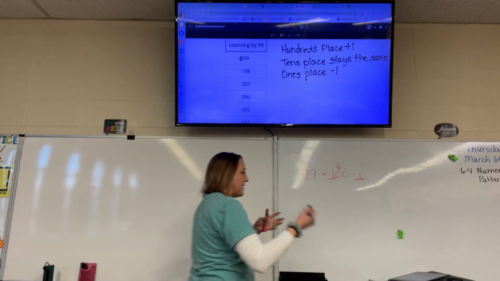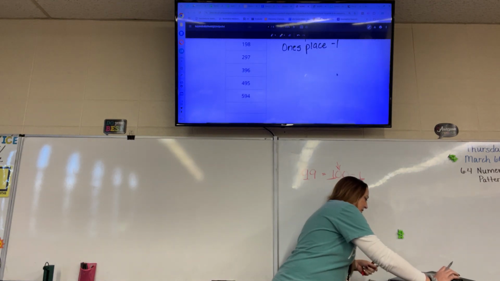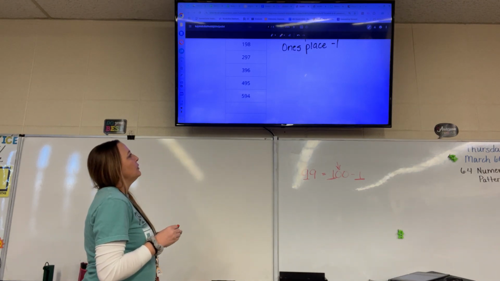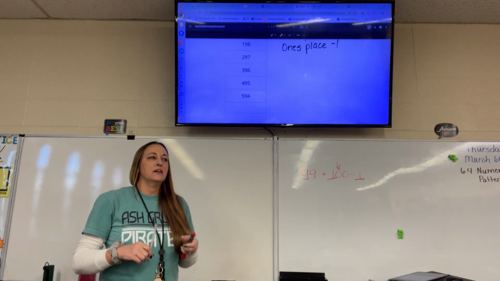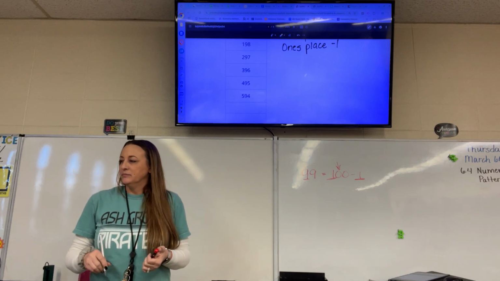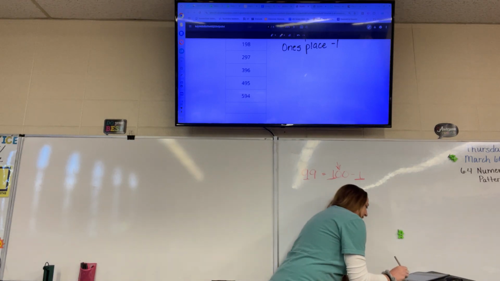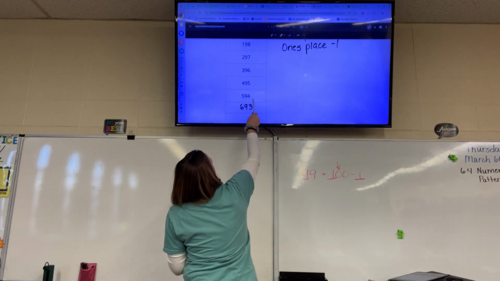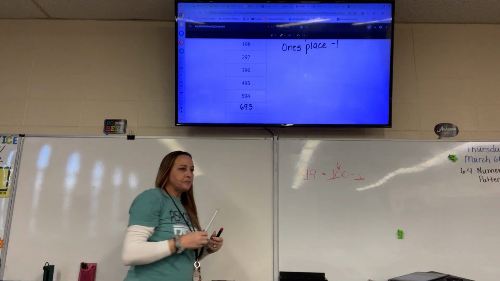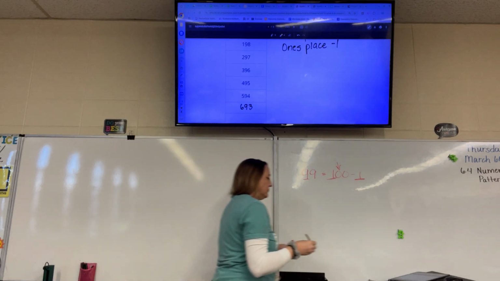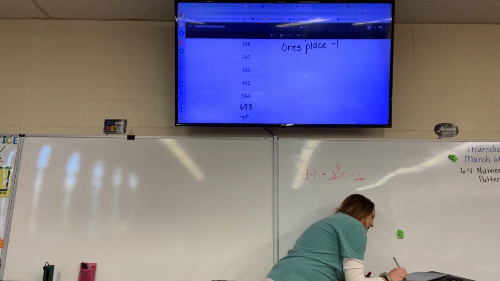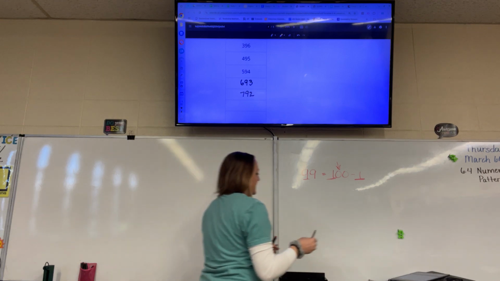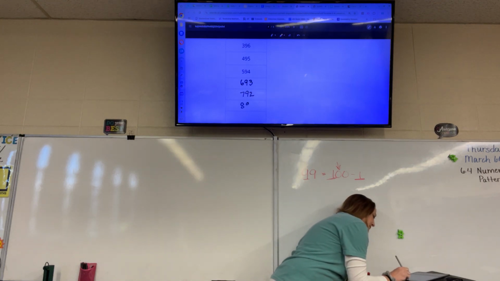Okay, well let's apply the pattern and see if it keeps working. 594. Who would like to tell me what number would be the next one in this pattern? Jackson. 693. Yep, it follows the same pattern. This is bigger than that. This is smaller than that. This is the same. Fisher. 792. Yep. Okay, Mary. 891. Yep, 891. Devin.